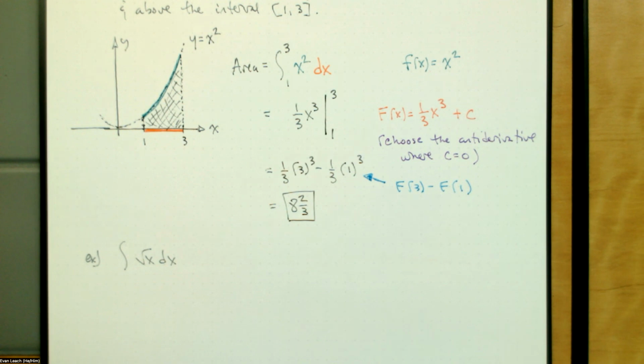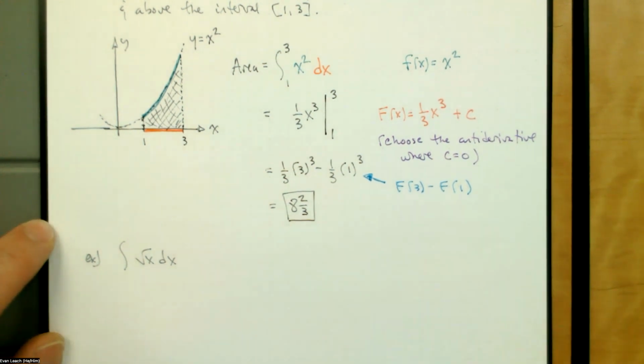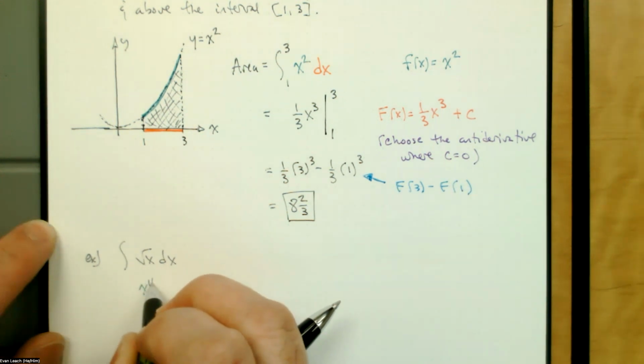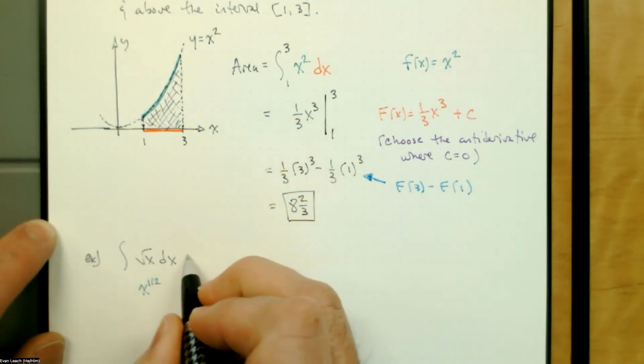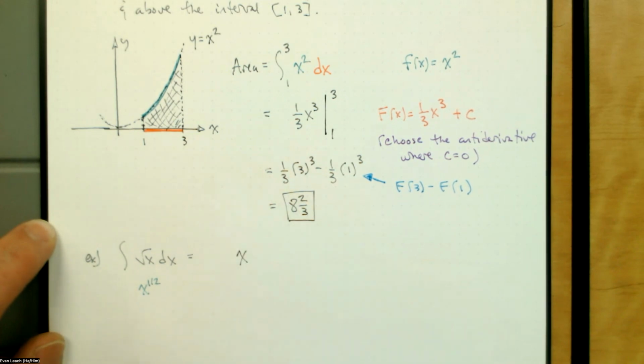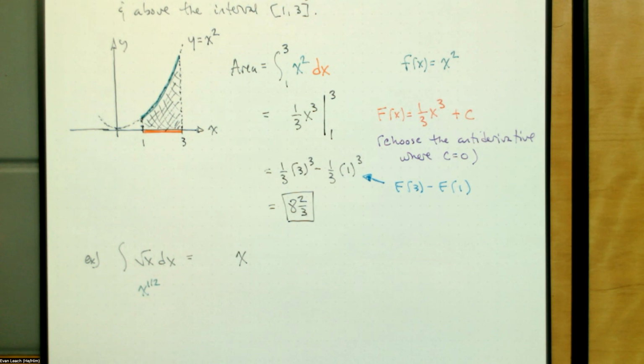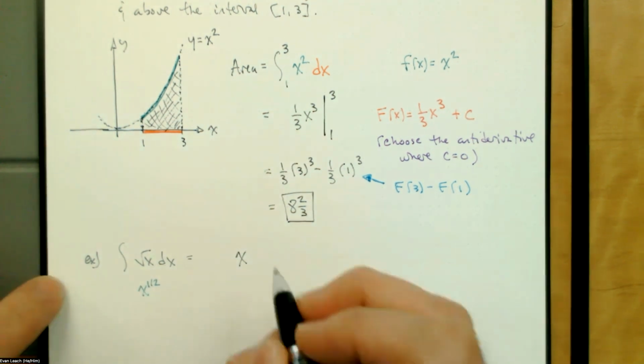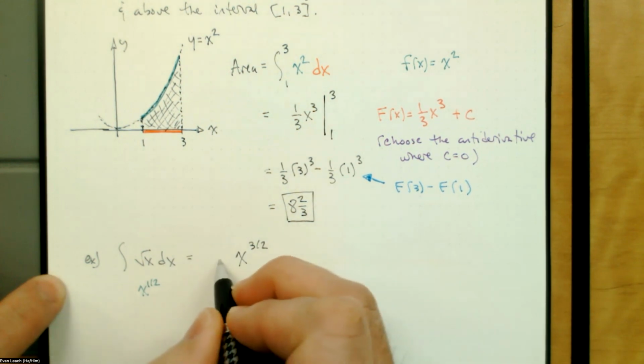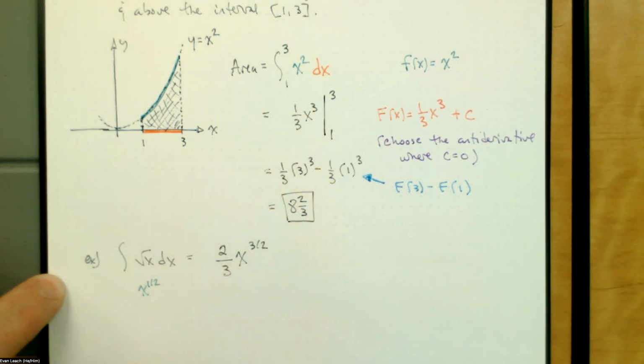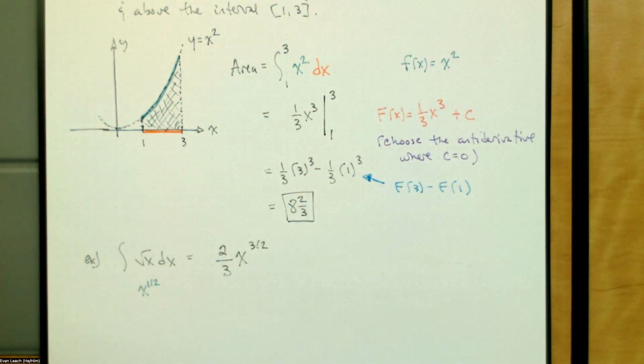What is the exponent in this case? A half. So we're just reading this as an x to the 1/2 power. So we're going to add 1 to the exponent. So 1/2 plus 1 is 3/2. And we'll divide by the new exponent. And then what are we going to tack on to get the general antiderivative? Plus c.